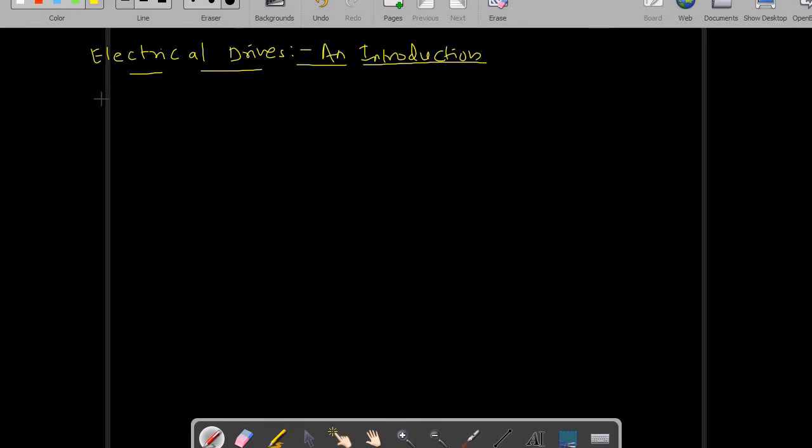Today we will be talking about the introduction of electrical drives. Now, in electrical drives, there are different components that we need to understand. What are the advantages of electrical drive and what are the disadvantages of electrical drive? That also we need to understand. But before that, we will see how electrical drive is defined.